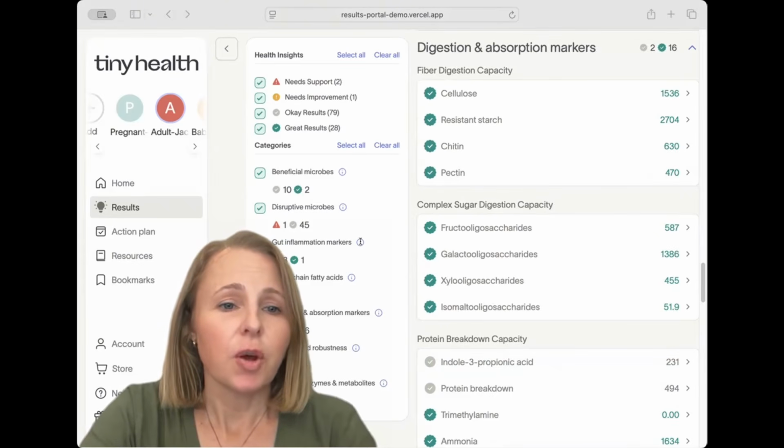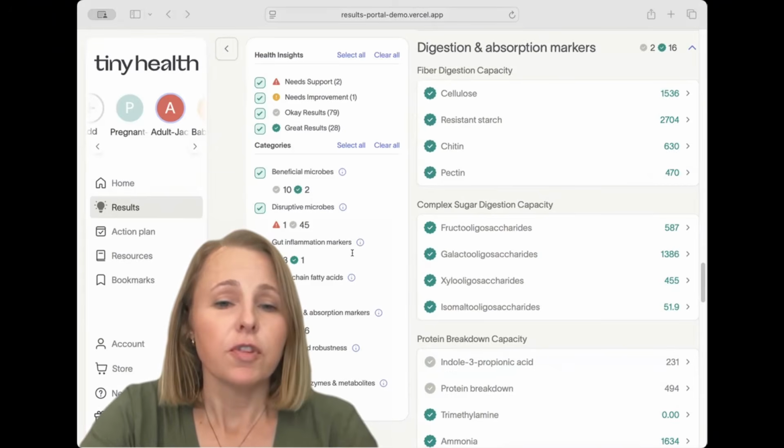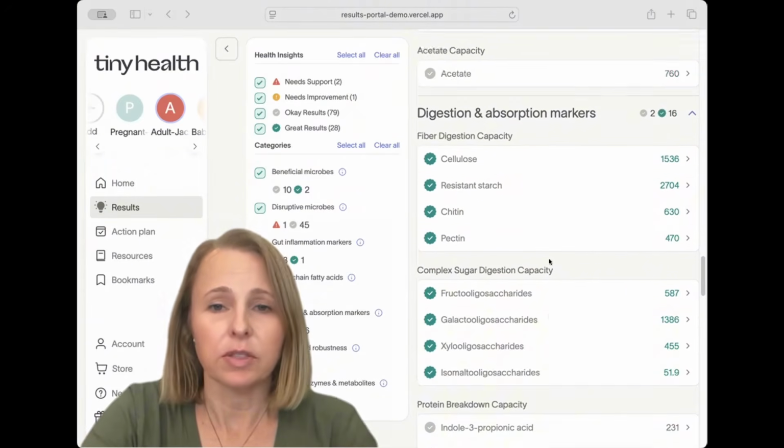If your results show limited capacity in one area, it's a signal to add more foods that are rich in these compounds to your diet. Your action plan will include lists of foods that are rich in these compounds.